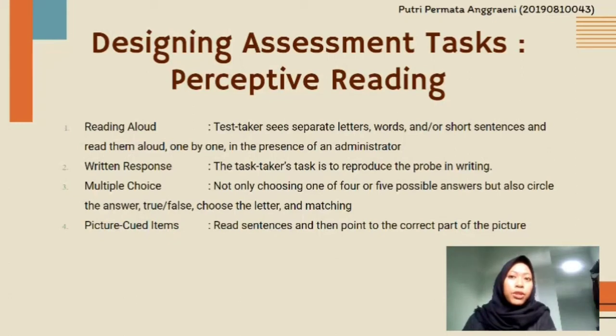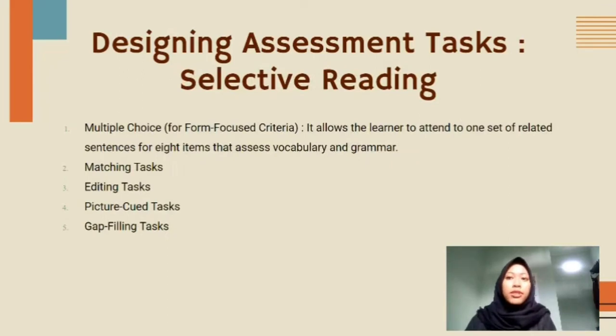The third is multiple choice. Multiple choice responses are not only a matter of choosing one of four or five possible answers. Other formats, some of which are especially useful at the low levels of reading, include same or different, circle the answer, true or false, choose the letter, and matching. The last one is picture-cued items. The test takers are shown a picture along with the written text and are given one of a number of possible tasks to perform. With the same picture, the test taker might read sentences and then point to the correct part of the picture.